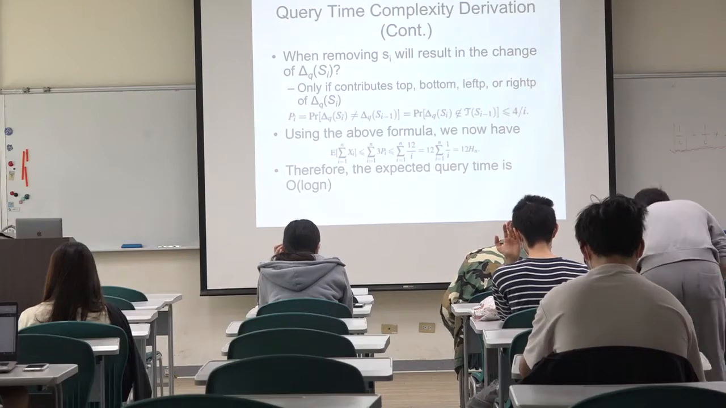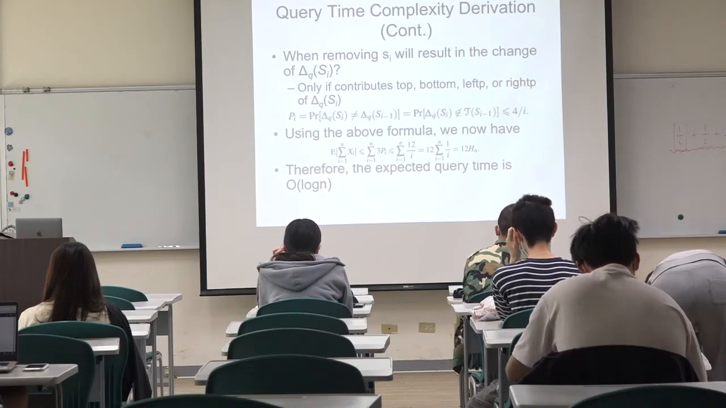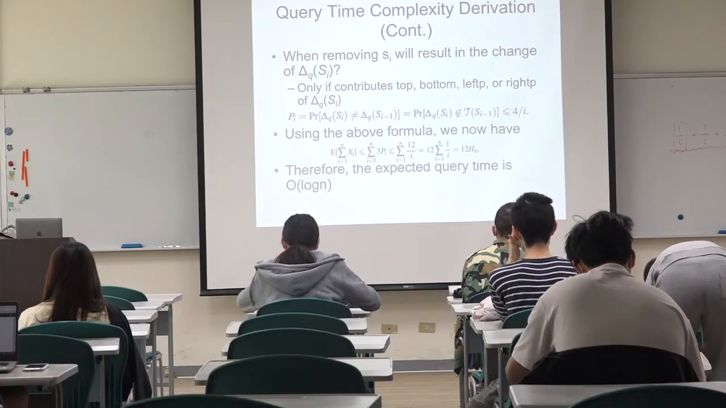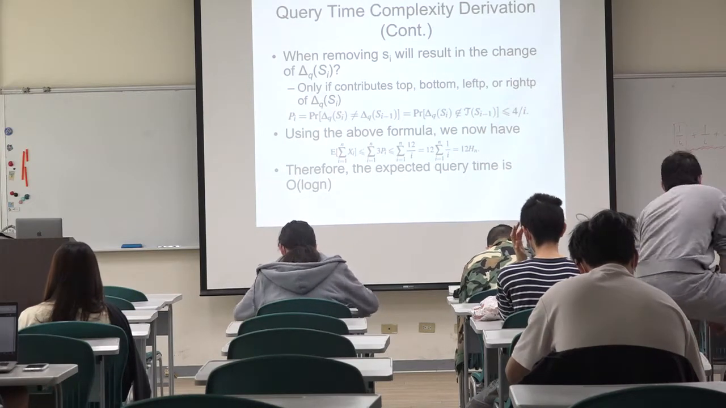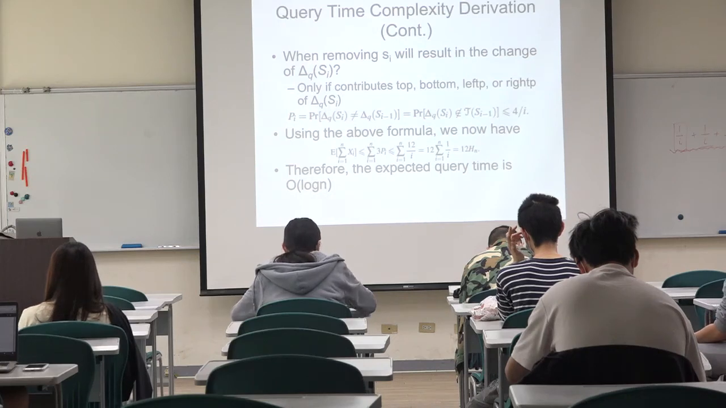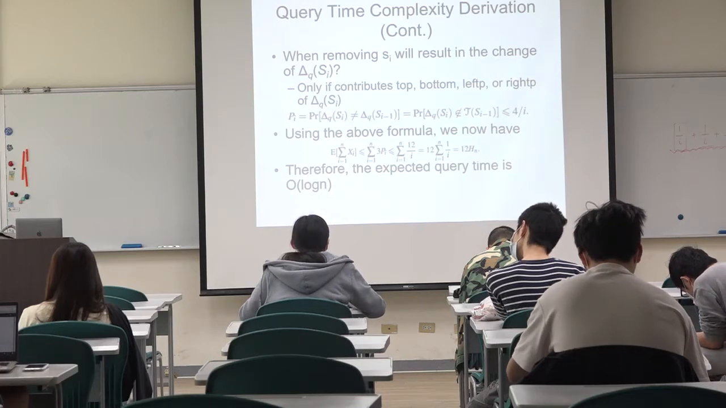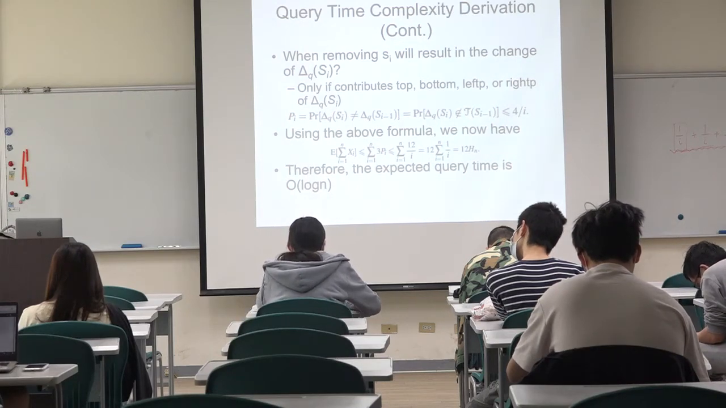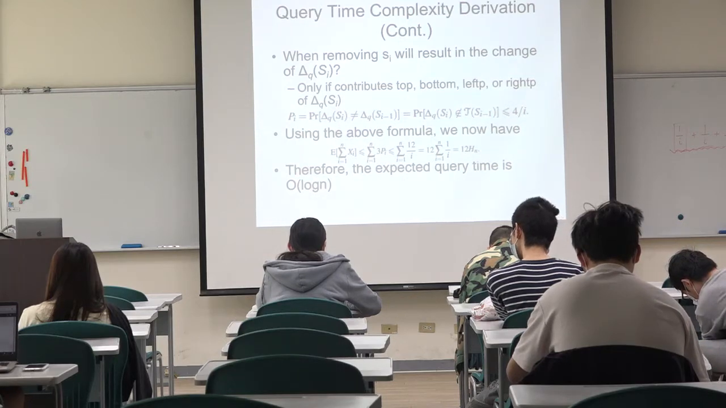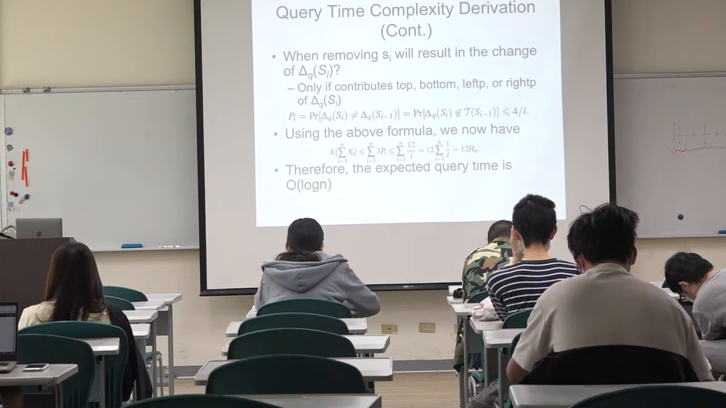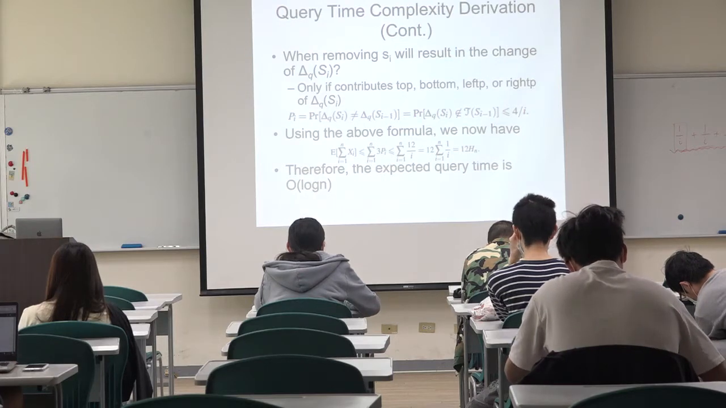And then, if we use the above formula, the expected summation of Xi will be smaller or equal to the summation of 3Pi. We already know that. And each Pi is smaller or equal to 4 over i, so we can replace Pi by 4 over i. The summation becomes smaller or equal to this thing. We can take a 12 out of this summation, so it's 12 times the summation of 1 over i, where i goes from 1 to n.